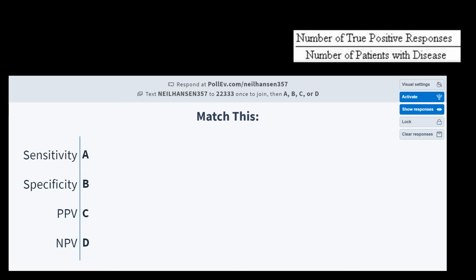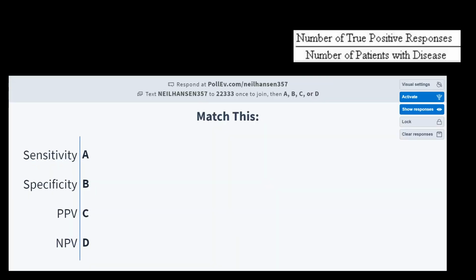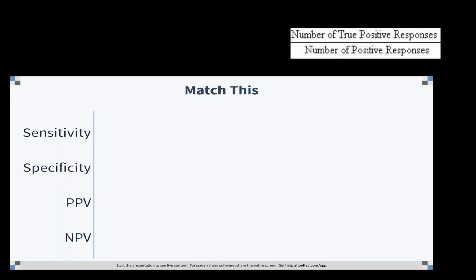All right, so the next thing we've got to get into are all of these things that you learned in undergraduate medical school. You've got to revive them in your brain for your ABR test to get through it once again. So the number of true positive responses over the number of patients with disease. What is correct for that? Pause now if you need more time. The correct answer is sensitivity. So it's the number of true positives over the number of patients with disease: sensitivity.